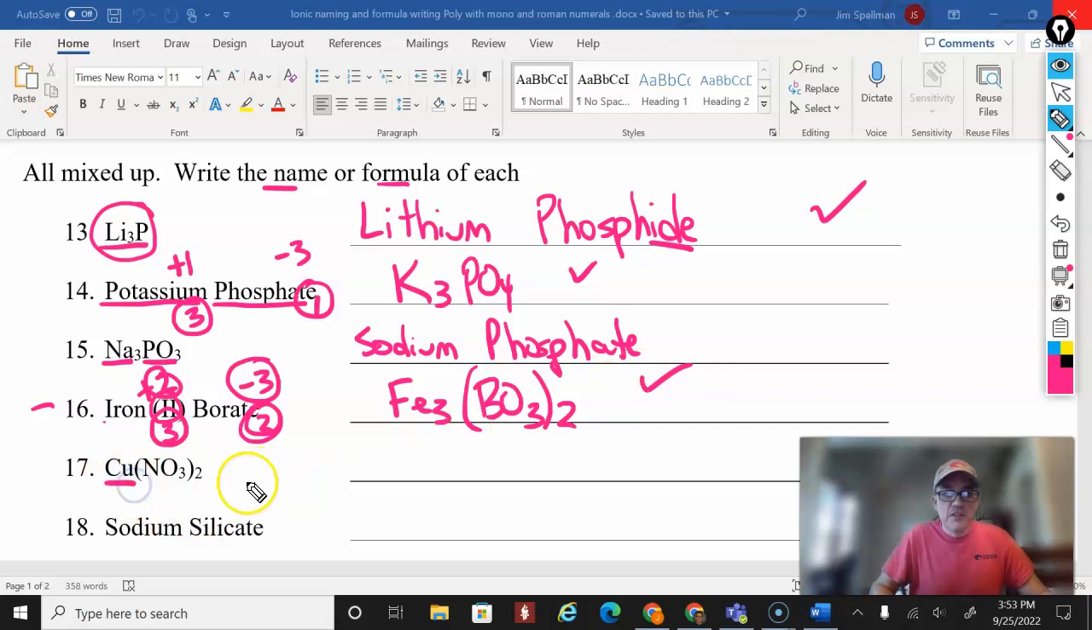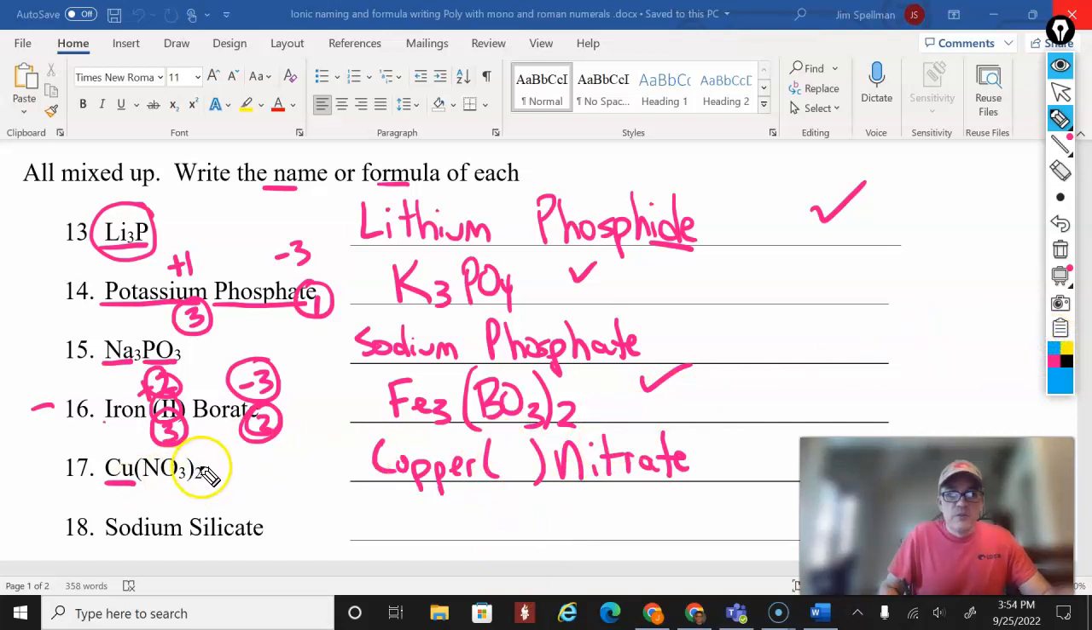17 is copper, and then we've got the NO3, which is nitrate. Again, naming is usually the easier of the two things, but in this case, I've got copper, which is a transition metal, so I need to know which Roman numeral to put in here. So let's reverse crisscross. There's an invisible 1 there, so that would give me a 1 and a 2 if I reverse crisscross.